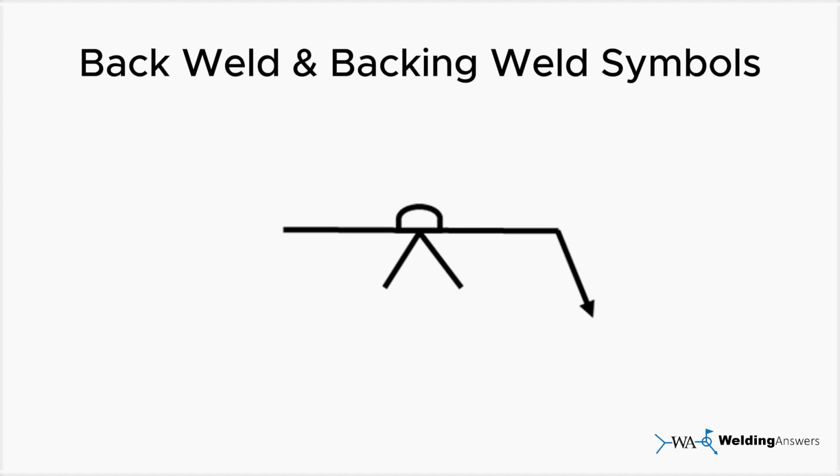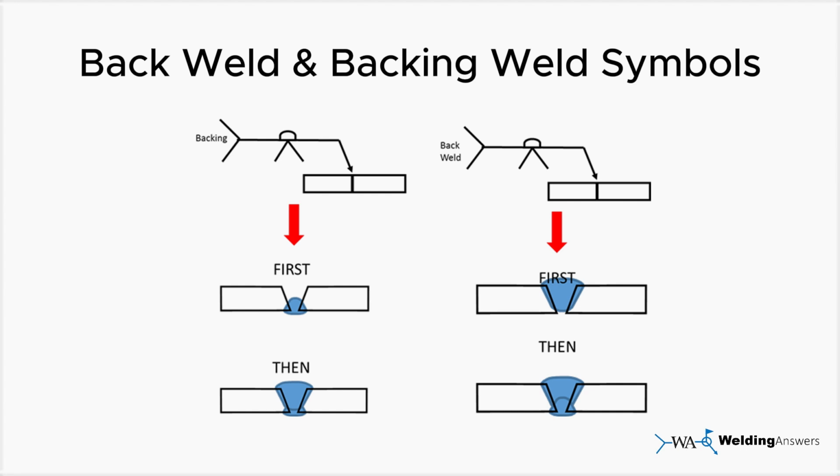Back weld and backing weld symbols. Now, pay close attention, because back welds and backing welds are two distinct processes, even though they share the same symbol, an unfilled half circle. The difference is crucial. A back weld is made on the opposite side after the main groove weld has been completed. A backing weld, however, is performed before the main groove weld to help prevent burn-through or to support the root. There are two primary ways to specify whether the symbol is calling for a back weld or a backing weld. One method is to simply state it in the tail section of the welding symbol.